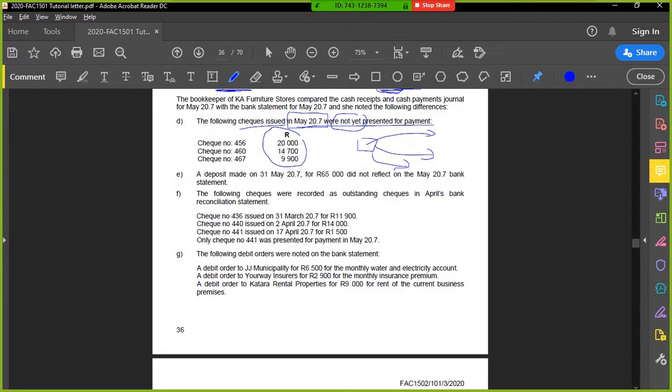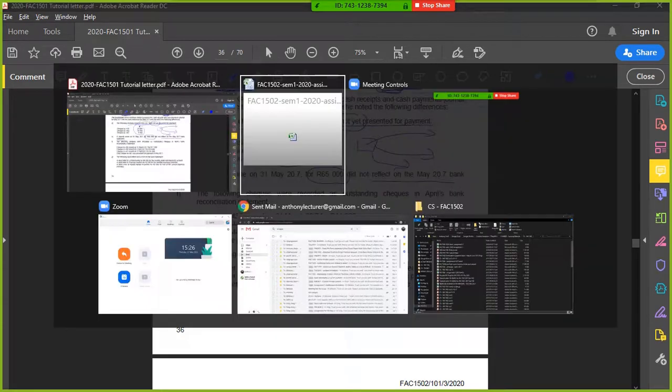E. A deposit made on the 31st of May for 65 did not reflect in the bank statement. Adjust or reconcile? Reconcile. Good. Outstanding deposit.